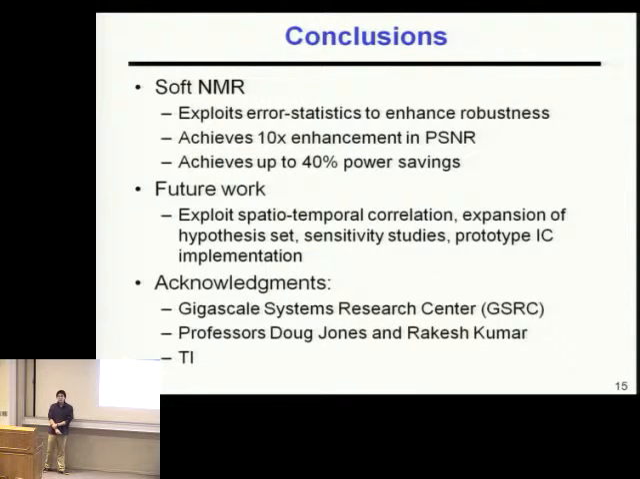So, in conclusion, soft NMR exploits error statistics to achieve around 10 times enhancement and around 40% power savings over conventional NMR. And this shows that exploiting error statistics and doing these stochastic computation can result in a very robust system design technique.